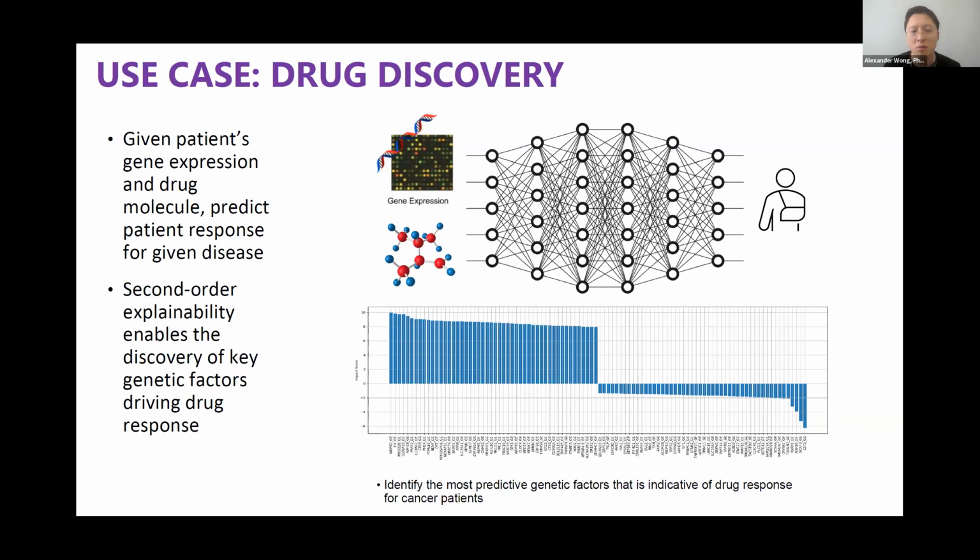So what you see on the bottom right is that we're able to identify not only the most predictive genetic factors that are indicative of drug response for cancer patients, so that we could hone in and build a better model around it, as well as give new insights to clinicians and clinical scientists. We're also able to identify different genetic factors that not only didn't contribute to the prediction, but actually had a negative impact on the prediction capabilities of the underlying model.